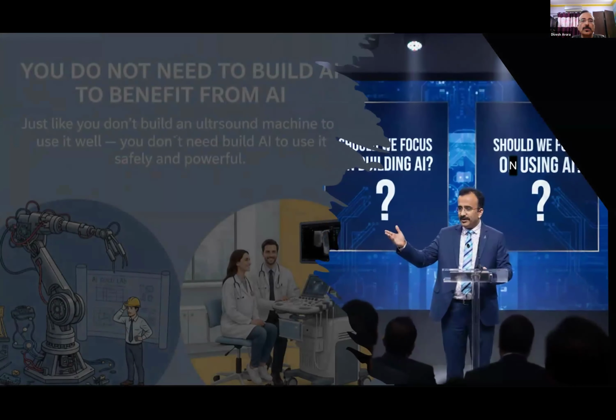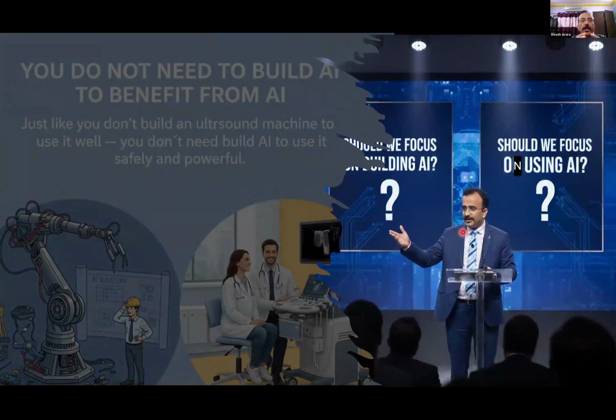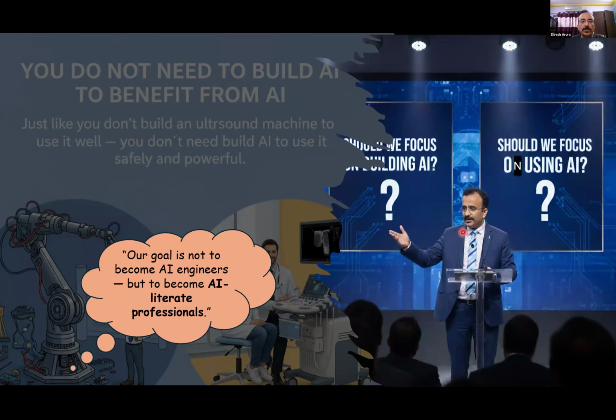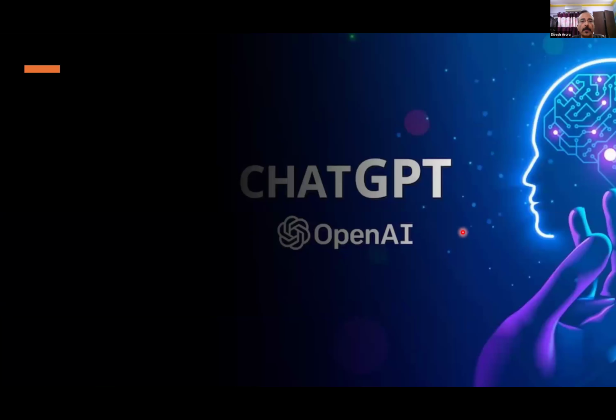So we have all used ultrasound machines. Do we need to know actually how that machine is built to use it efficiently? The answer is no. But essentially, we need to know how the knobology functions, how the probology functions to get the maximum out of the ultrasound machine. Similarly, our goal is not to become AI engineers, but to become AI literate professionals with a minimum focus on how this process is being developed so that we can intelligently and efficiently utilize AI on day-to-day basis.